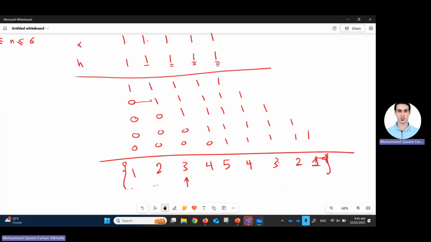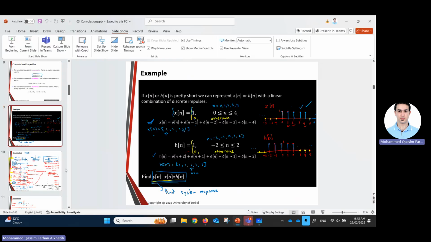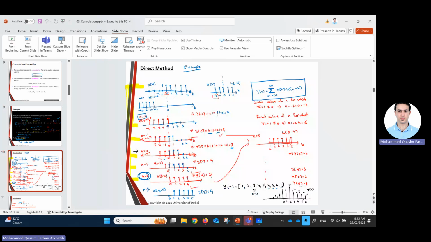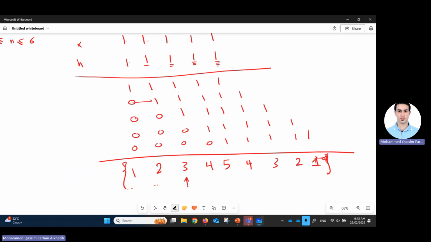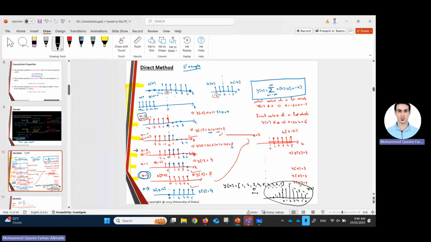Is it clear? So in this slide, they did it, I think, in the standard way. There you go. At each n, just find the value, and we got exactly the same response. So you see here at -2, it's 1. At -1, it's 2. At 0, it is 3. Let's go back and confirm there. At 0, it is 3. At 1, 4. At 2 is 5, and so on.